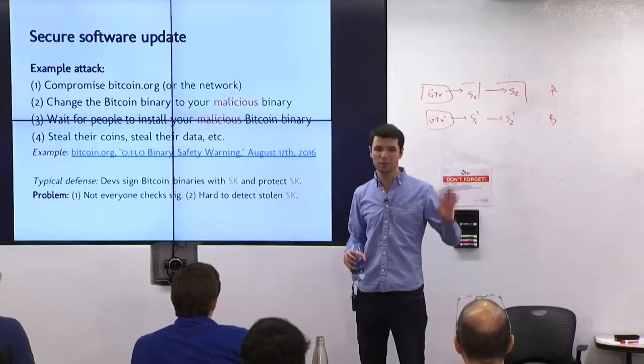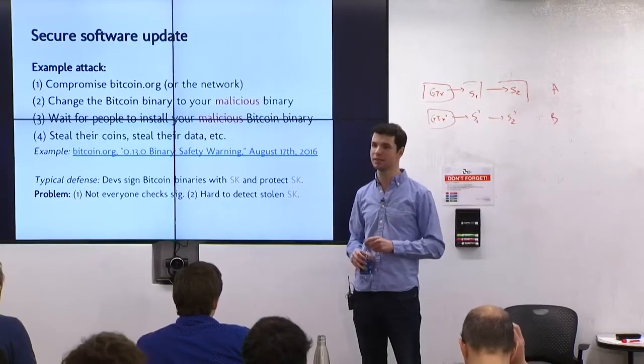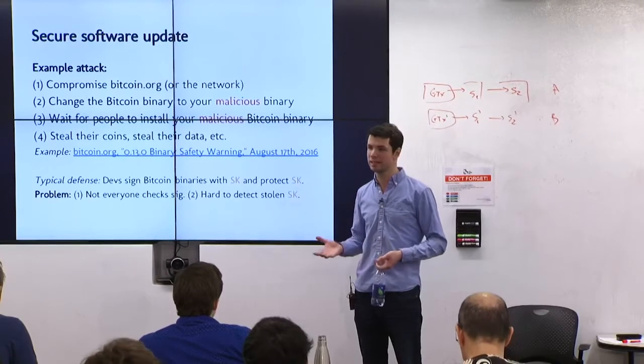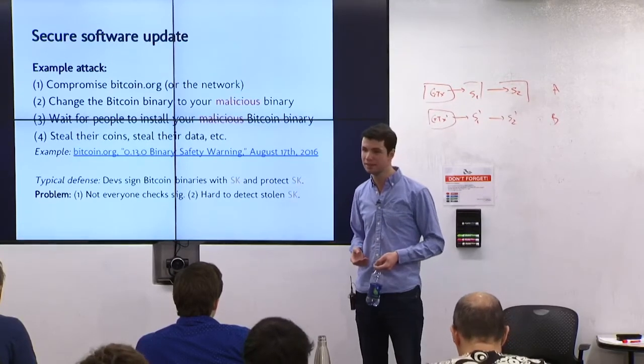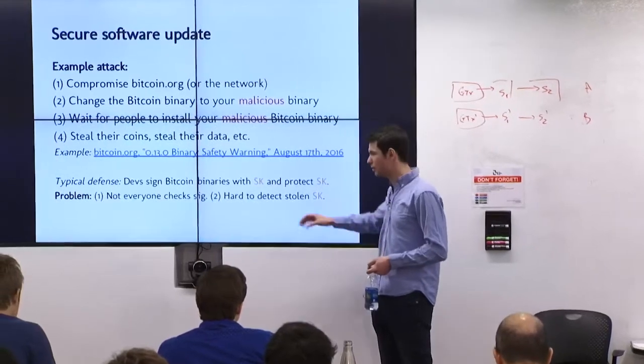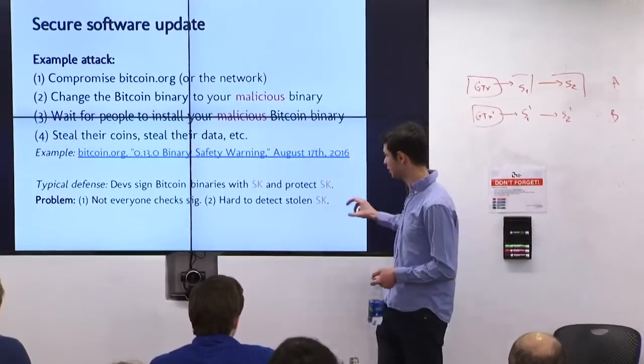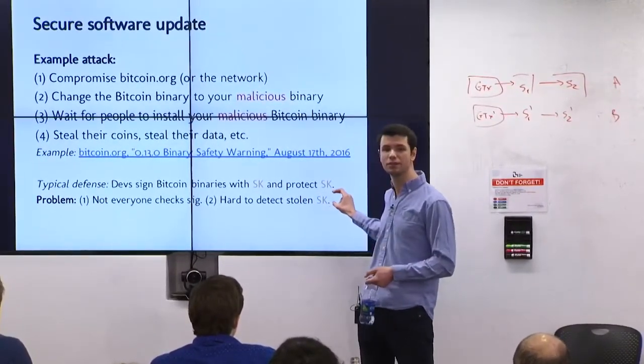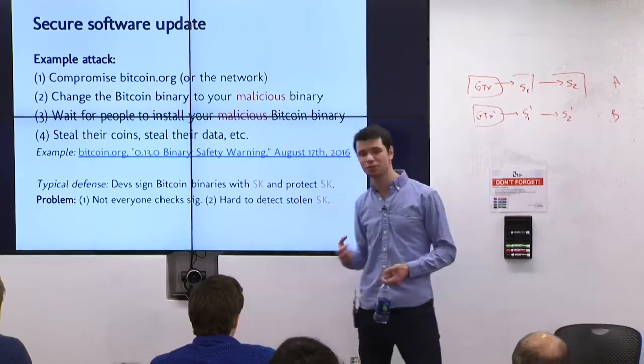Even if, let's say, you have the public key on your computer, you know what the right public key is, only if you're an expert user and you know how to use GPG, you will check that signature, right? And the other problem, which I think is much bigger, is that for the Bitcoin devs themselves, it's very hard to detect if someone stole their secret key.